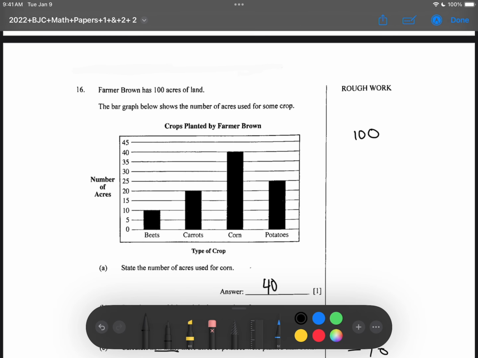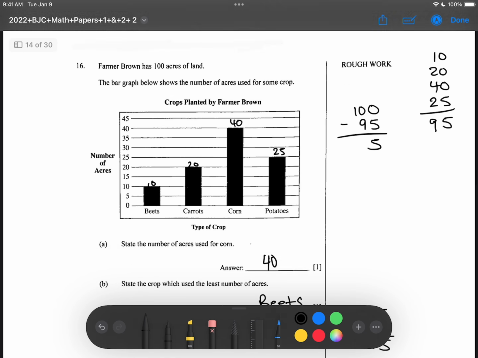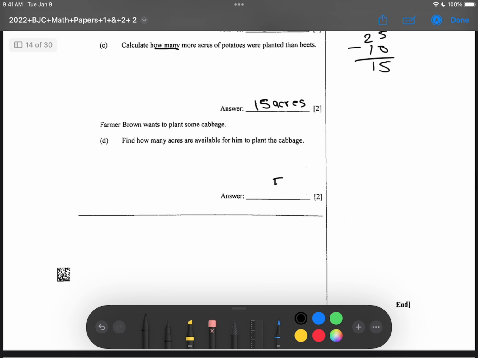Okay, the total amount of acres is 100. So far, he has 10, 20, 40, 25. So we need to add all those up to find out how much he has not used. 1 plus 2 is 3, plus 4, 7, plus 2 is 9. So far he has used 95, but he has a total of 100. 100 minus 95 means that he has 5 acres left to use for cabbage.